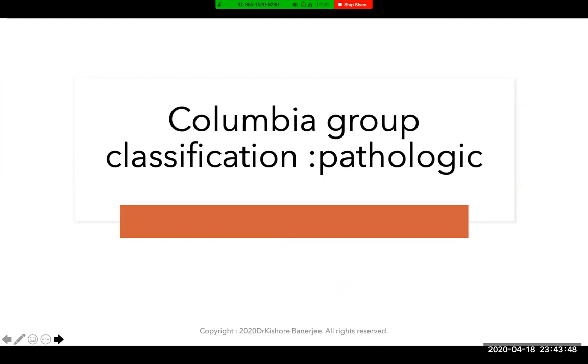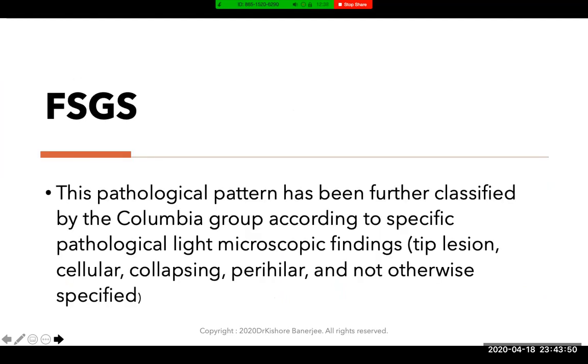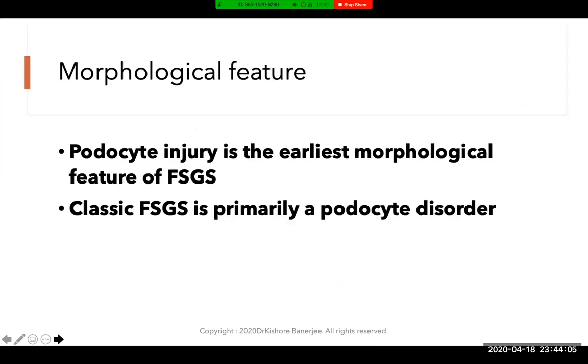There's also the Columbia group classification. You just need to know it in brief, and they have usually classified the specific histologic findings in the FSGS, and they are divided into tip lesion, cellular, collapsing, perihilar, and not otherwise specified. Particularly, the collapsing variant is important, particularly in the context of HIV-associated nephropathy.